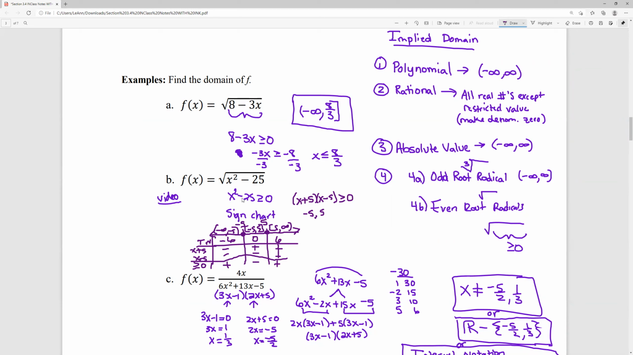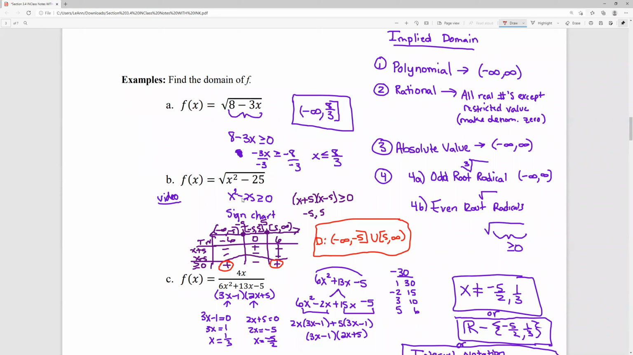Now we wanted it to be greater than or equal to 0, and I'm going to do this in a different color since I can't highlight on my ink. So it's these two positive regions. My domain for this problem is -infinity to -5 bracket, union, bracket 5 to infinity.